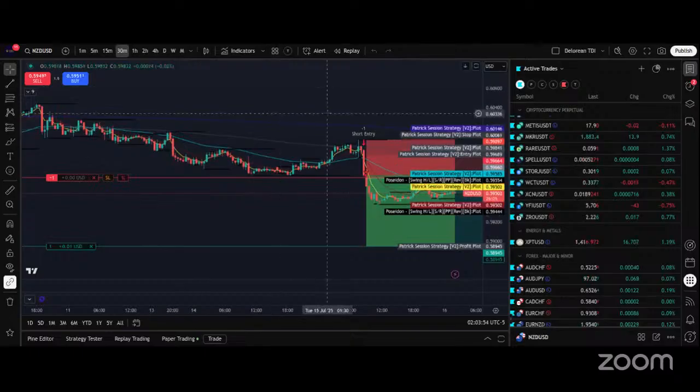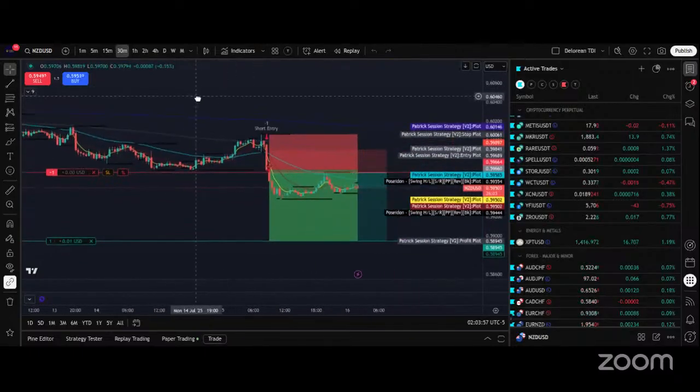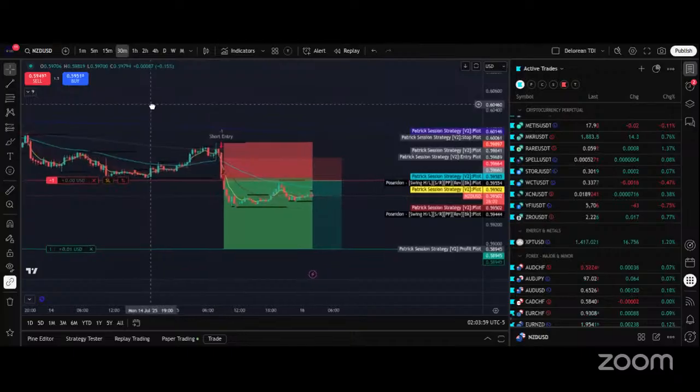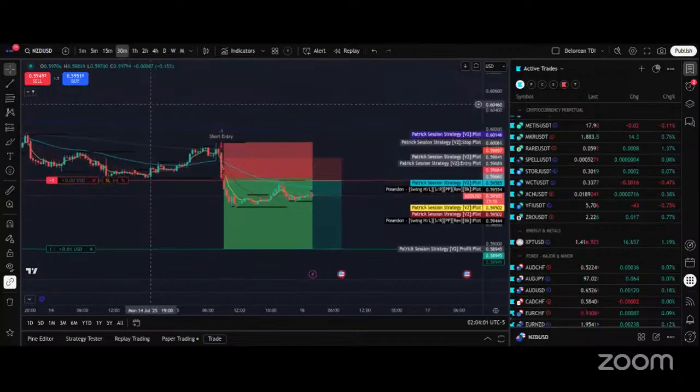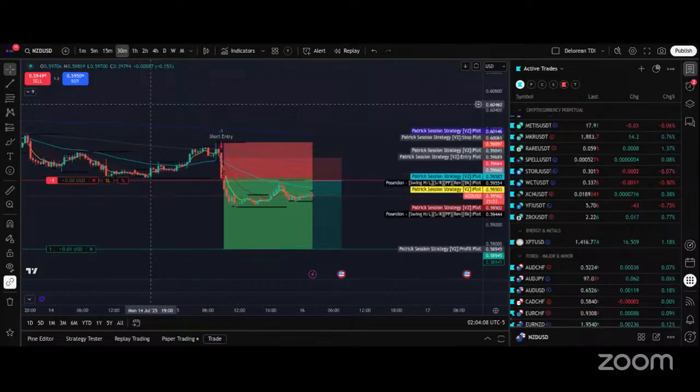So without further ado, let's hop into it. As an example, we're going to look at New Zealand dollar versus the United States dollar. This is a Forex currency, major currency pair.